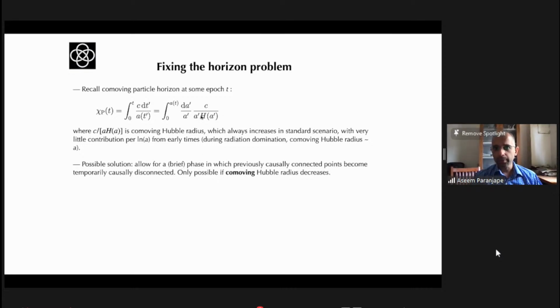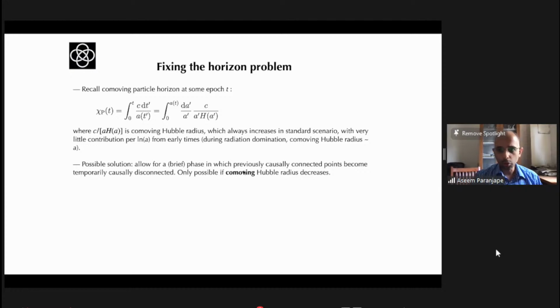Just looking at the integral, it is clear that the only way you can achieve this is if the co-moving Hubble radius, instead of increasing as a function of time, for a short amount of time, should decrease as a function of time. Okay, because then you can arrange for the contribution to the particle horizon at that time to increase substantially, and you will be able to produce this causal disconnectedness for a short time.